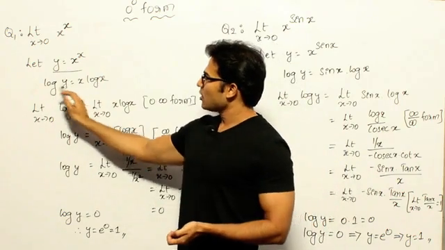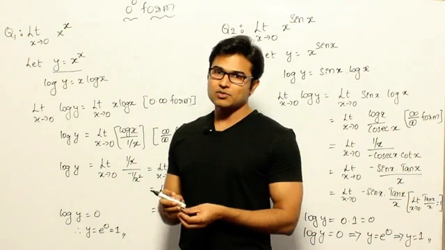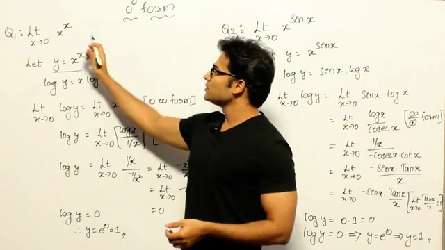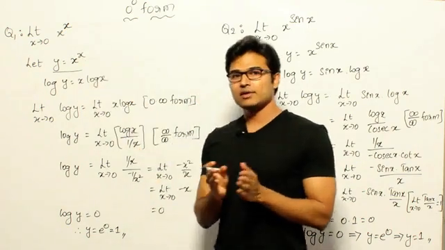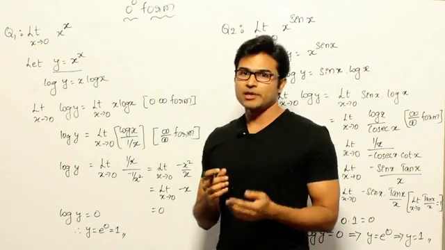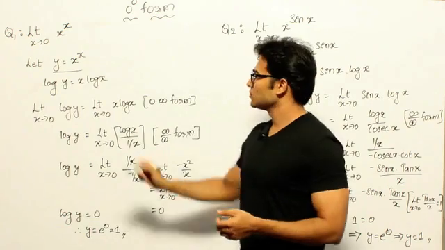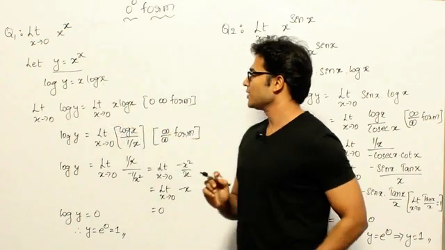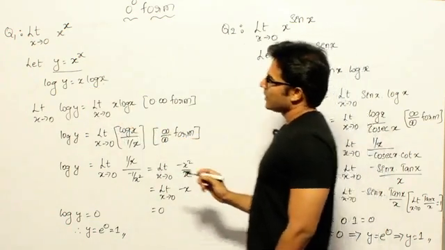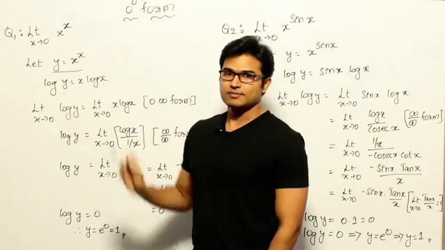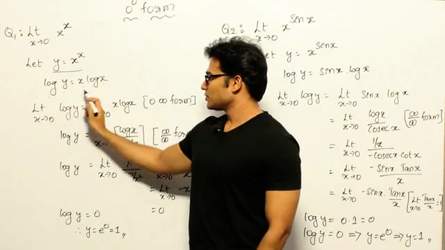Now apply log on both sides. Why am I trying to do this? I don't want to deal with 0 power 0. I want to deal with either 0 by 0 or infinity by infinity. So by applying log, I will be avoiding that exponential form. So now I got x into log x, right? Now apply limit x tends to 0 on both sides.